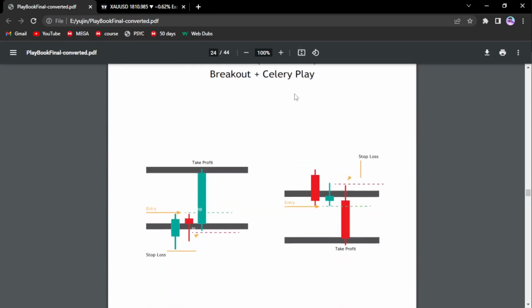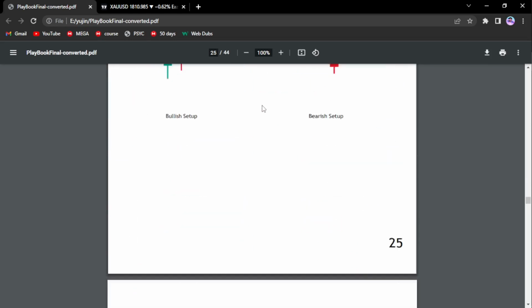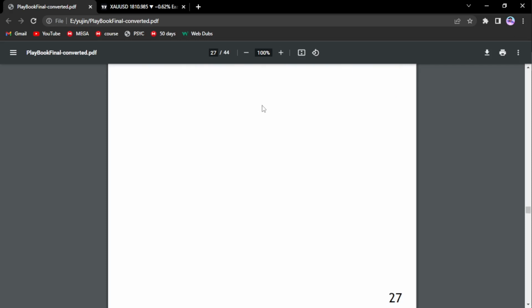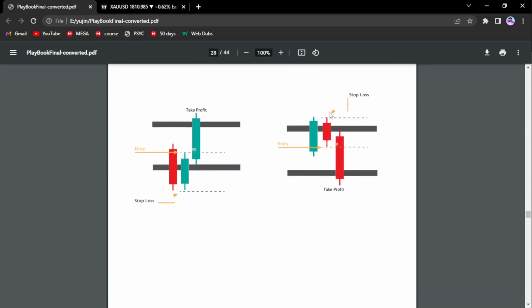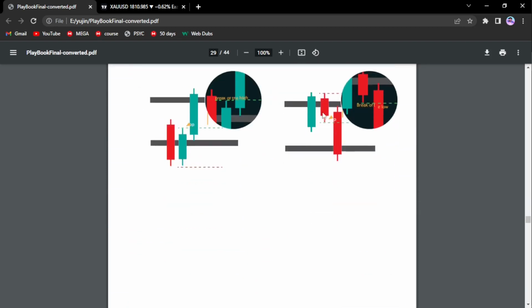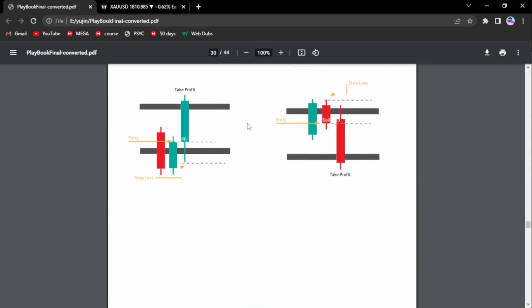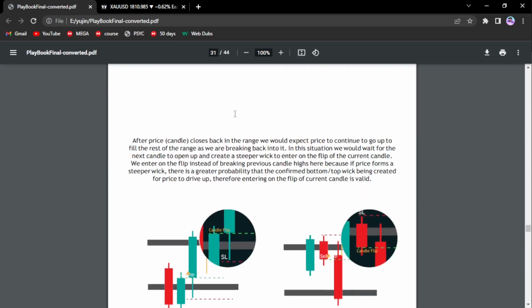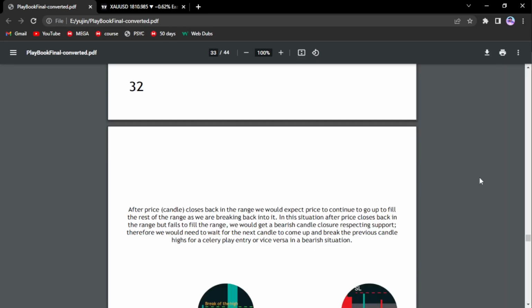Down here, this is basically a combination of the setups and entries. Let me scroll down. You can pause and read. So this is the fake outs we've been talking about. These are different conditions for the fake outs. What we do here is go back.